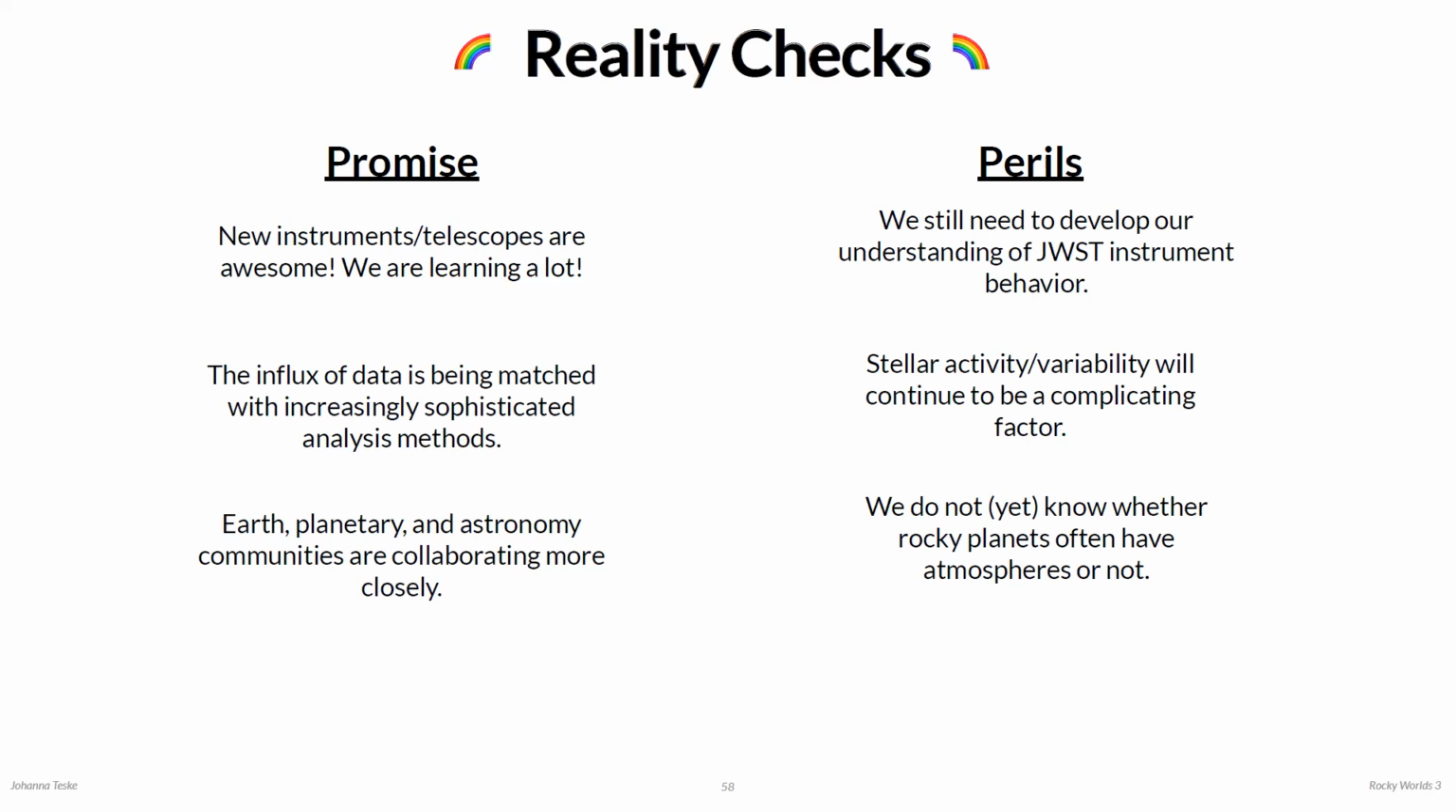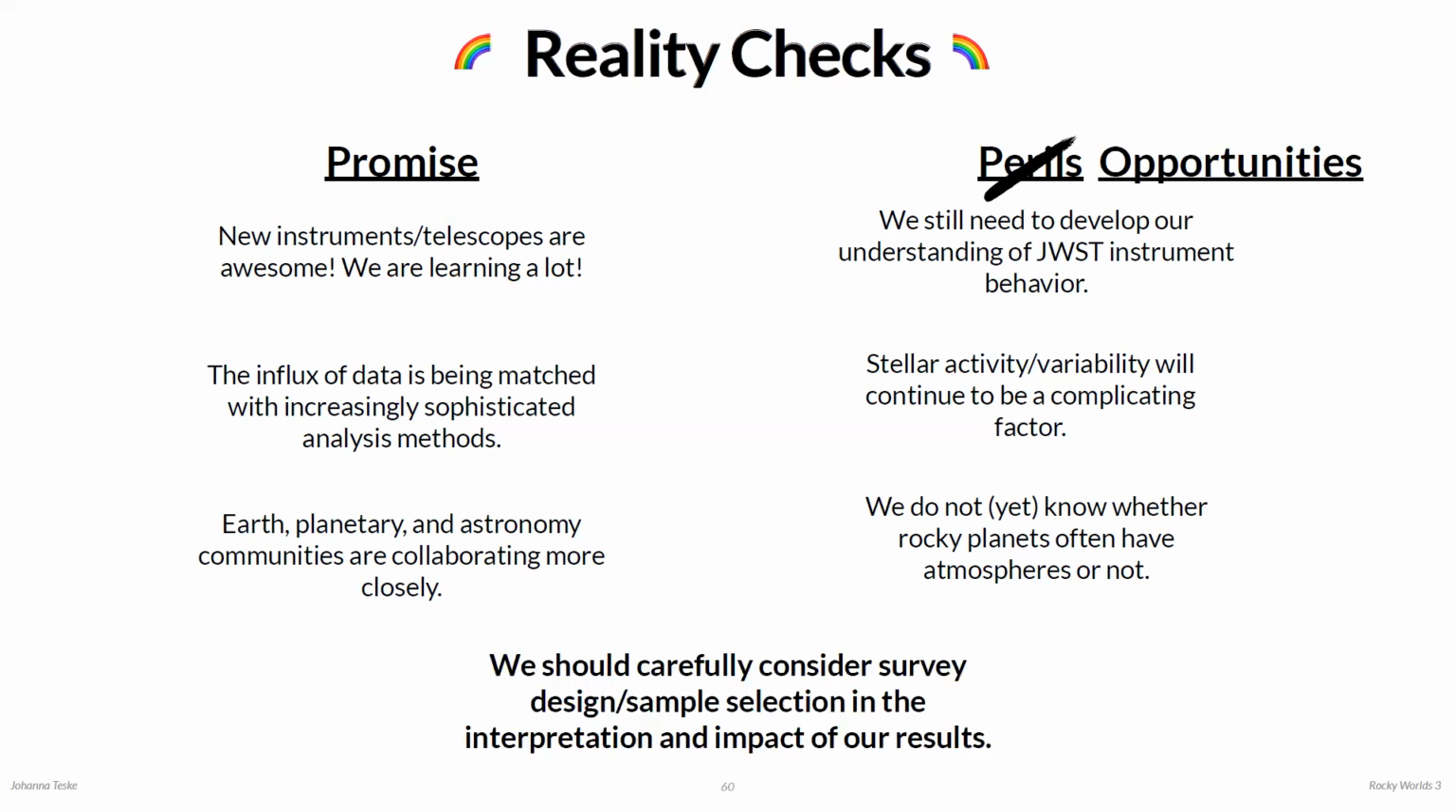And so far, I think we don't know whether rocky planets often have atmospheres or not. I think this will be one of the big questions that JWST will help us answer. And then the last, opportunities, I think, lots of work to do. And then the last point I made about carefully considering survey design and sample selection, especially as we're moving into things like the LIFE mission or Habitable Worlds Observatory, how are we going to be confident in our results? So with that, I'll end and take questions.